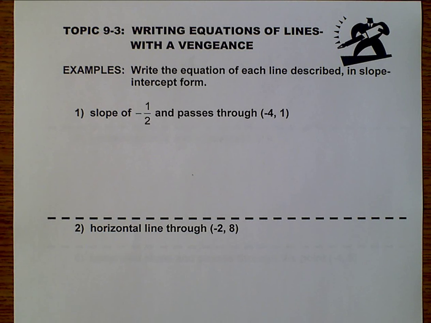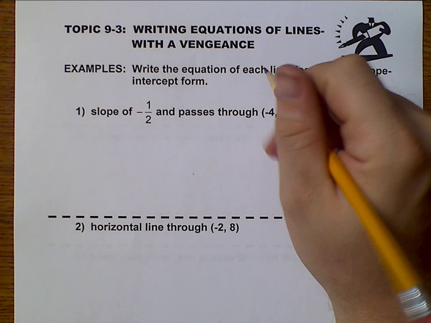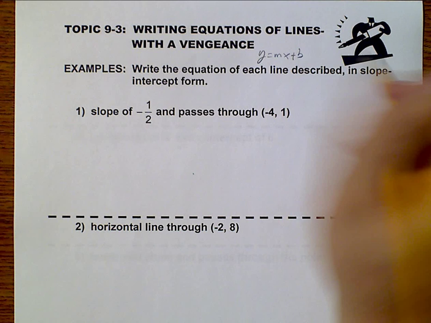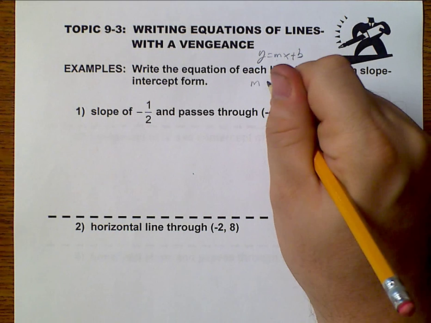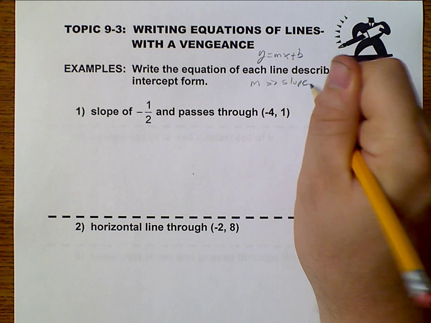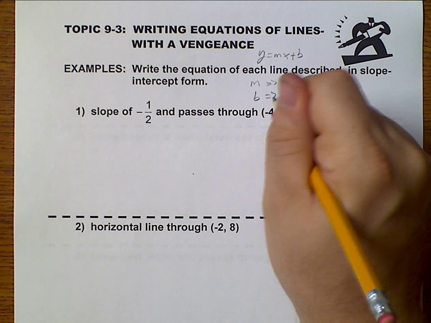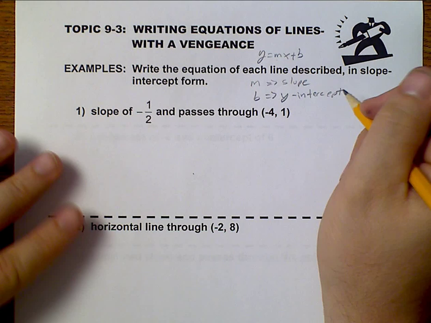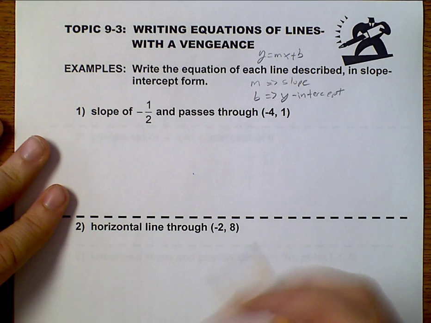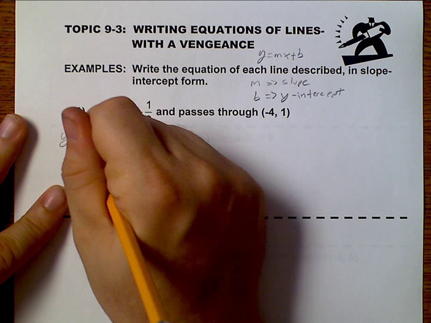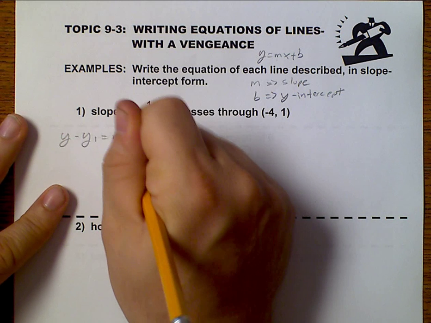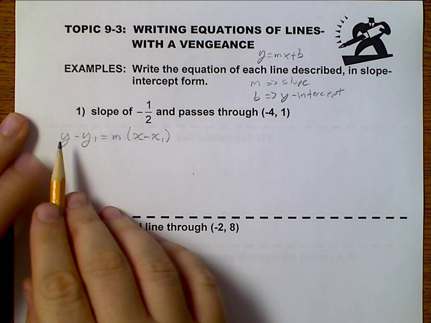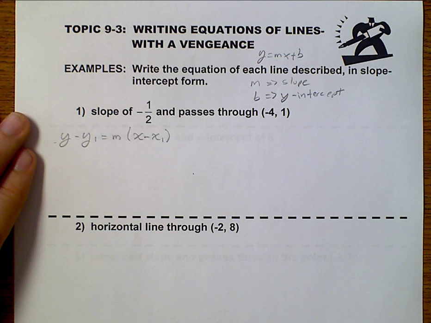And so ultimately we want our lines to be in the form of y equals mx plus b, where m is our slope and b is our y-intercept. However, we do have point-slope form of the equation, which is y minus y1 equals m times x minus x1. And so we're going to use this point-slope form of the equation most of the time in order to find our line.